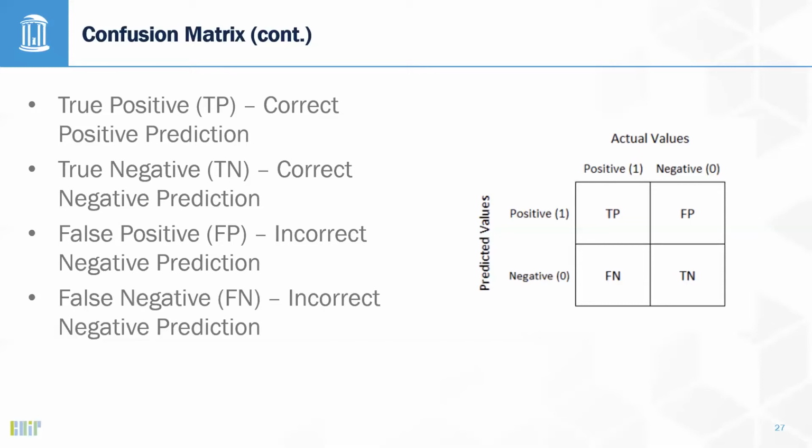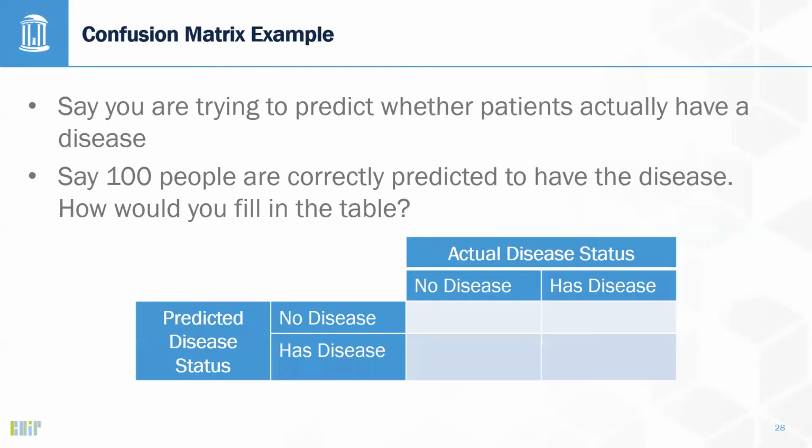Now, that was quite a bit of information. I recommend you rewatch this section of the video again if you are still feeling uncertain about these concepts. Understanding evaluation is critical for predictive analysis. So, let's look at the previous concept with an example. Say you're trying to predict whether patients actually have a disease using a machine learning model. Say 100 people are correctly predicted to have a disease. How would you fill in the table?